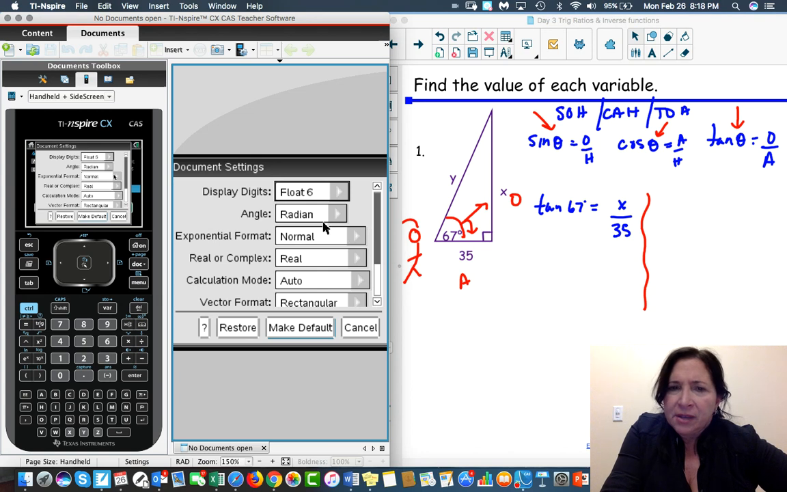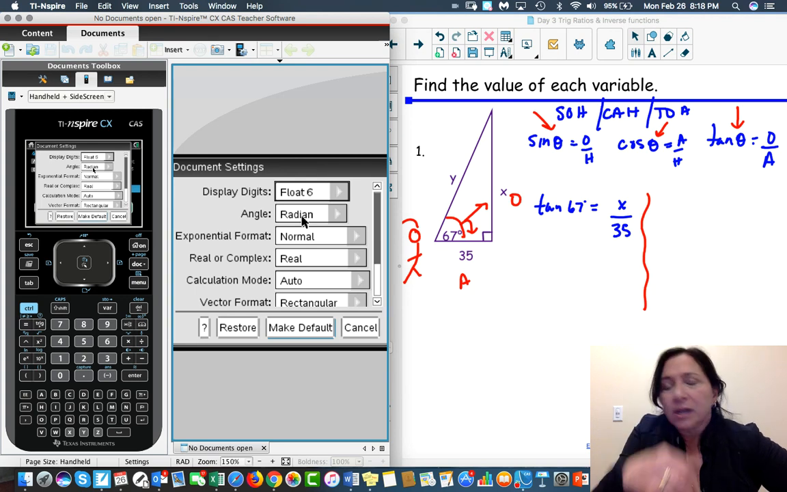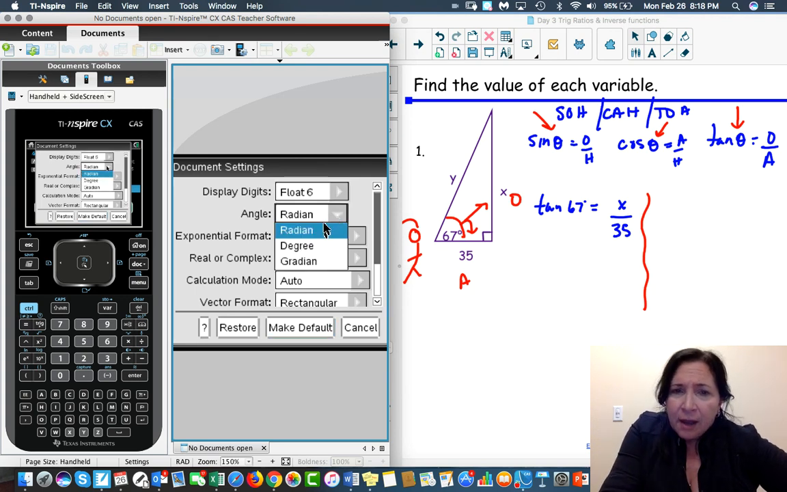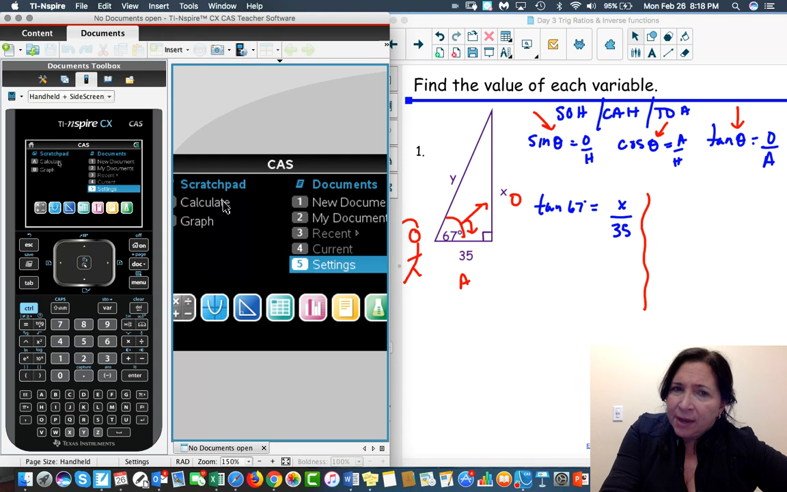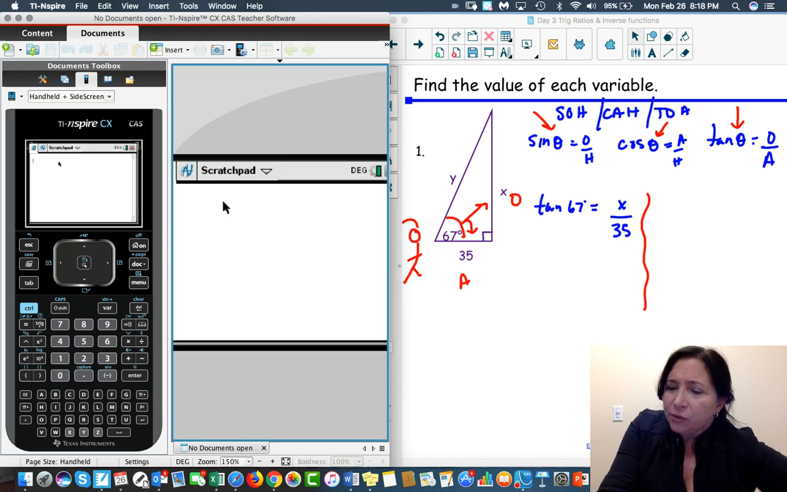You need to be in degrees. And this calculator right here is in radians. And radians is something that we're going to discuss later on. Make sure your calculator is in degrees, okay? And you would say, okay, I'm going to make that my default, because if I make it my default, then every time I start a new screen, I'm always going to be in degrees. And you'll notice that in the top right-hand corner of your calculator, right up here in the corner, that's going to say degrees.